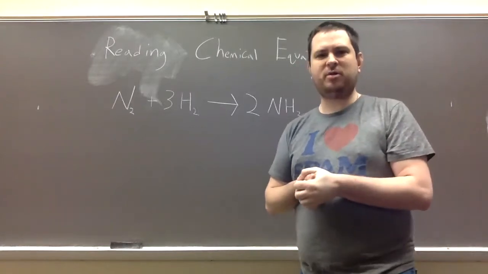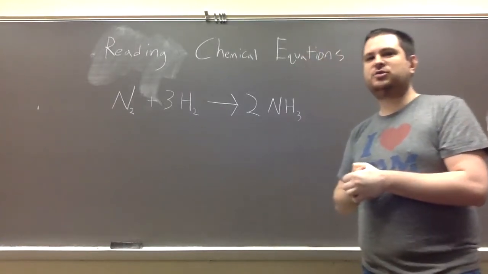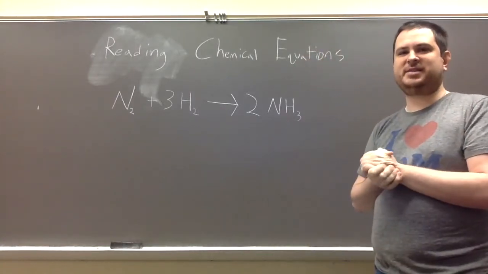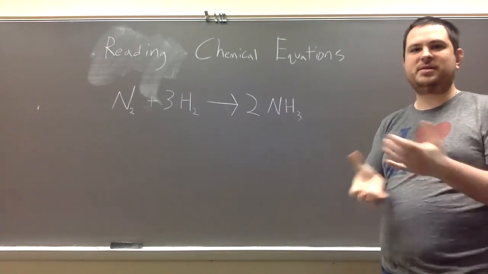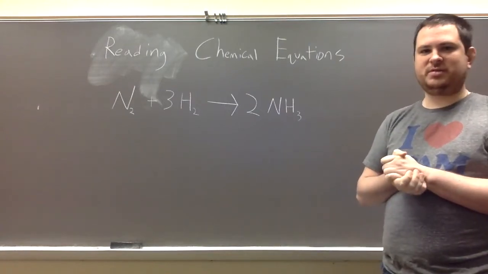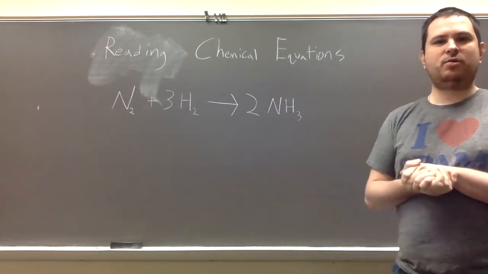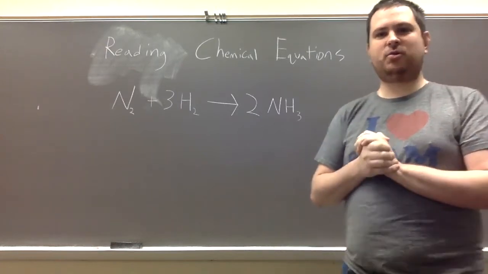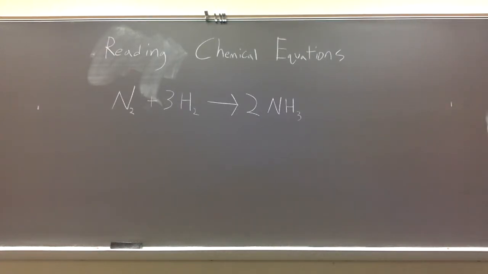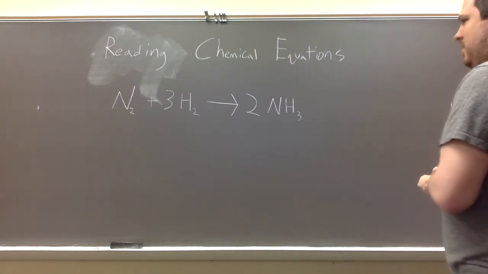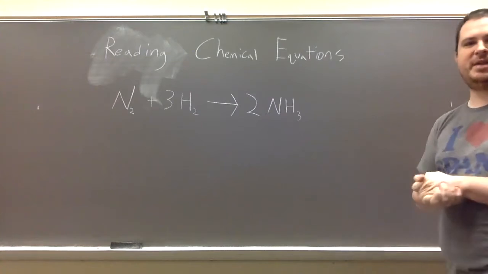This week we are going to be learning how to read and balance chemical equations. But the first step that we have to do is learn how to read them. So here I have a chemical equation. We have nitrogen plus hydrogen yields ammonia. What does any of that mean?